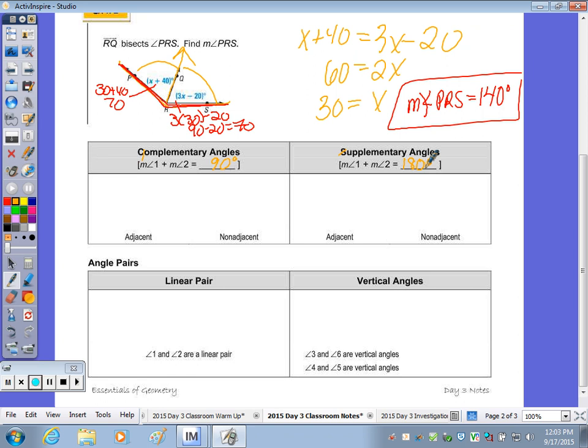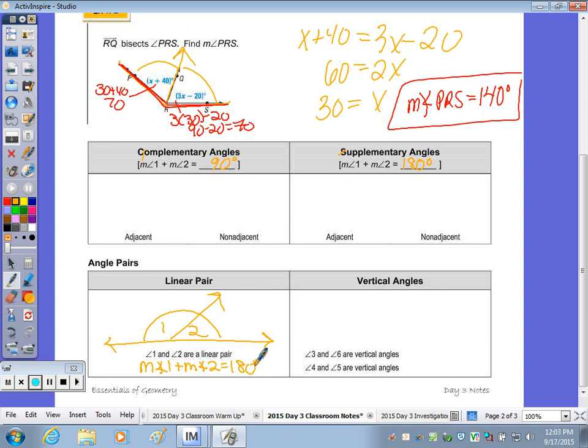Two angles that form a straight line are called a linear pair. I'm going to go back and draw the pictures for the other two. I'm going to draw a line, angle 1 and angle 2. They are a linear pair. So their measures, again, we know a straight angle is 180 degrees. So the measure of angle 1 plus the measure of angle 2 is 180 degrees.